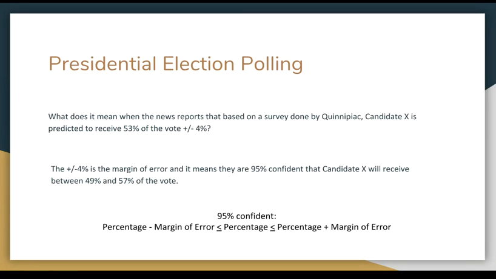Okay, so we're always 95% confident that if we take our percent and subtract the margin of error, and then take our percent and add the margin of error, the actual percentage is somewhere in between those two values. Okay?